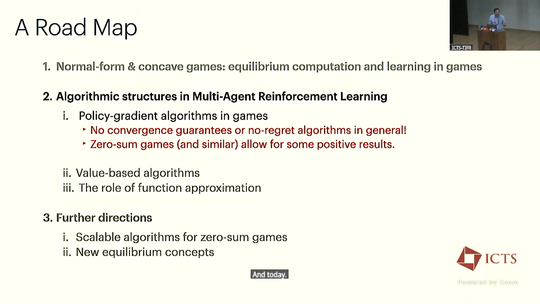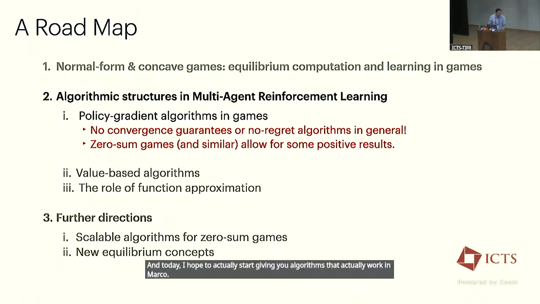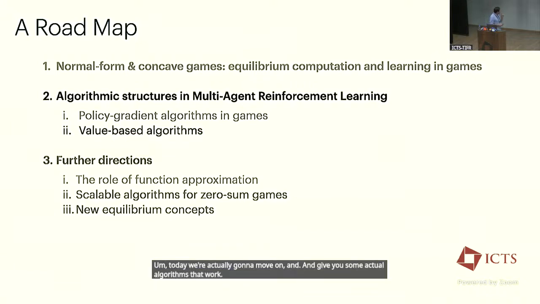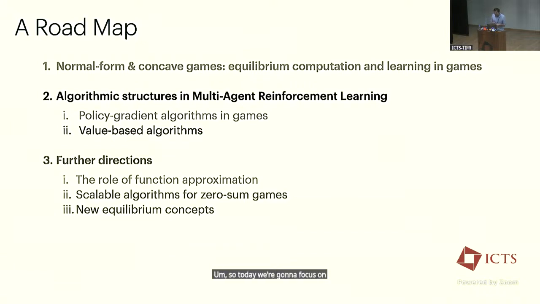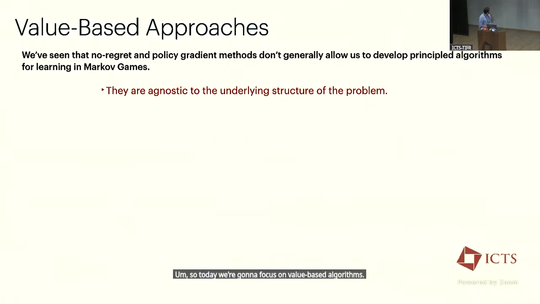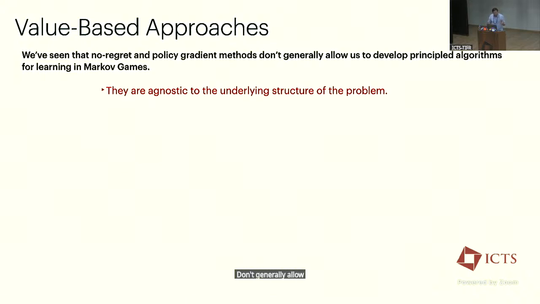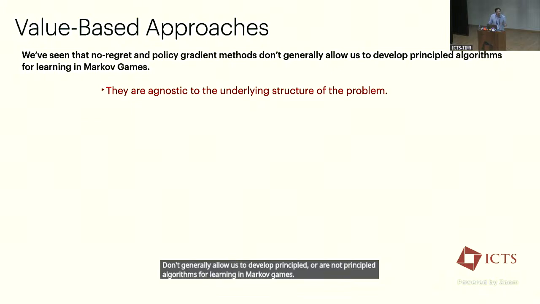And today I hope to actually start giving you algorithms that work in Markov games, right? Yesterday I kept on saying, oh, this is too hard, this is too hard. Today we're actually going to move on and give you some actual algorithms that work. So today we're going to focus on value-based algorithms. Basically what we saw yesterday is that no-regret and policy gradient methods don't generally allow us to develop principled algorithms for learning in Markov games, meaning they have no convergence guarantees.